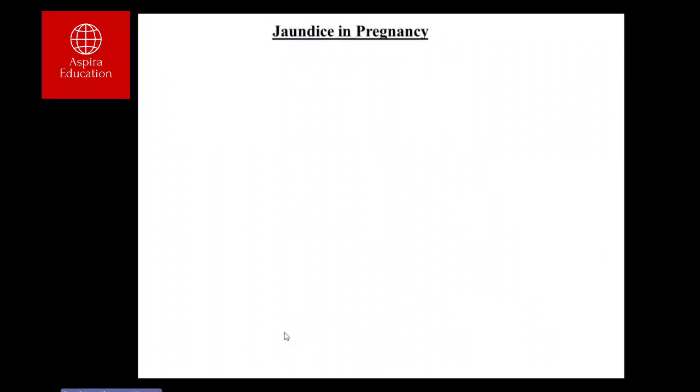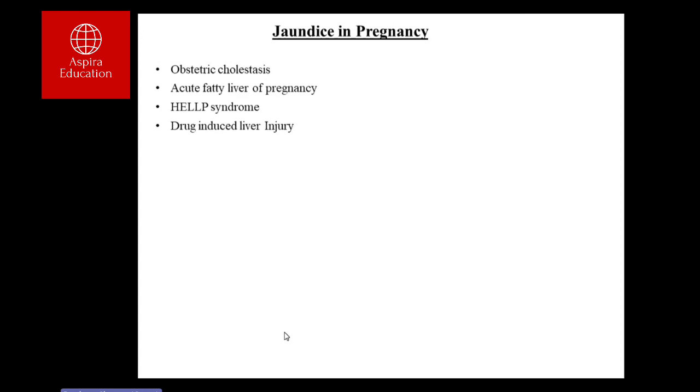Jaundice in pregnancy. There are very few common conditions which cause jaundice in pregnancy, and we should know both pregnancy-specific causes of jaundice and general causes of jaundice in pregnancy. The specific causes are obstetric cholestasis, acute fatty liver of pregnancy, and HELLP syndrome. These are the three more common causes of jaundice in pregnancy.